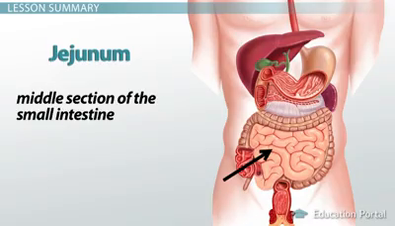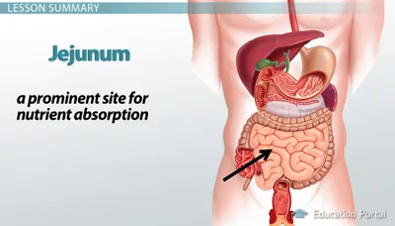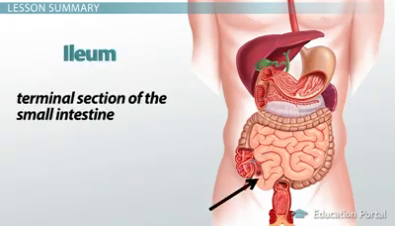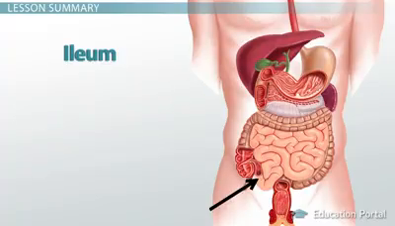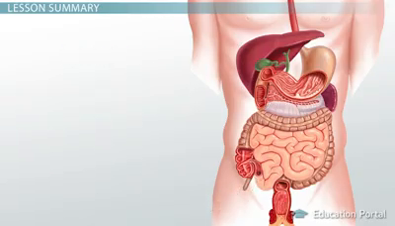The middle section of the small intestine is called the jejunum. Because the jejunum receives the nutrients that are broken down by the duodenum, we see that the jejunum is a prominent site for nutrient absorption. The terminal section of the small intestine is called the ileum. This final section of the small intestine is where we see absorption of vitamin B12 and bile salts, along with any remaining nutrients that have not yet been absorbed.